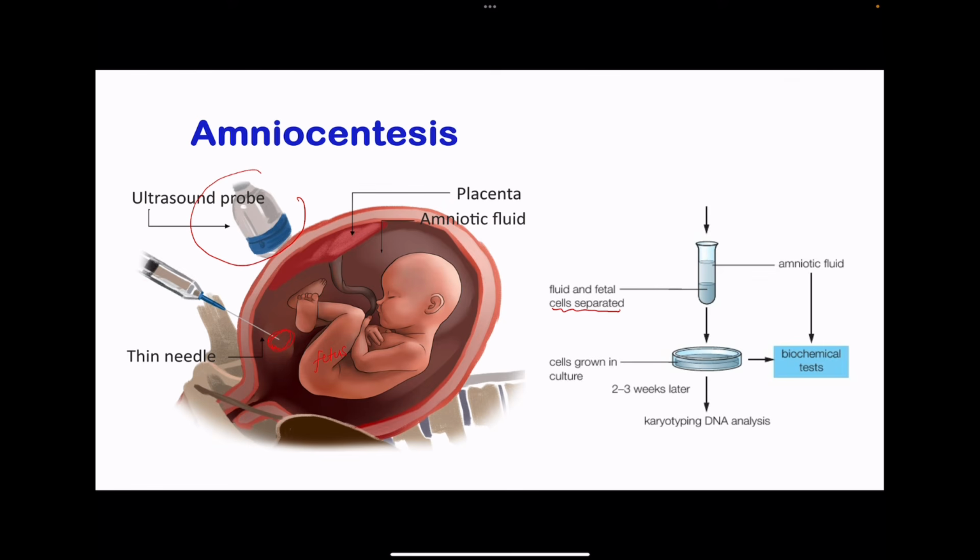The cells from here can be cultured on a petri dish. After 2 to 3 weeks, a karyotyping DNA analysis can be carried out. Also, from the amniotic fluid sample, they can carry out other biochemical tests in order to make conclusions on whether the fetus has some genetic defects or not.